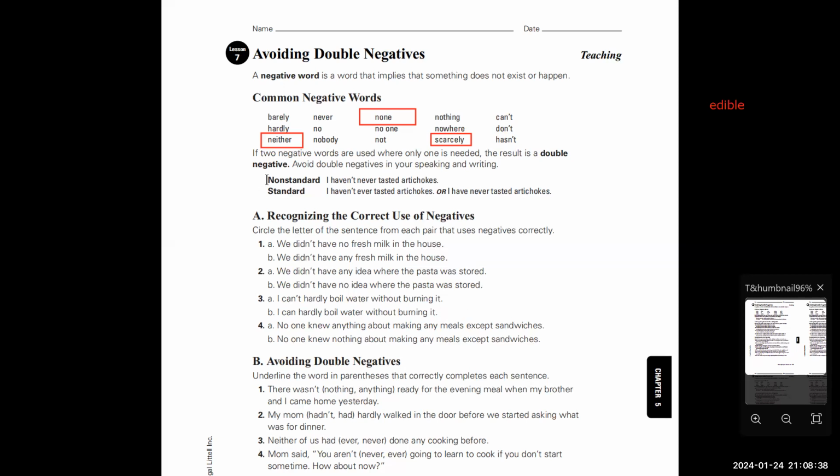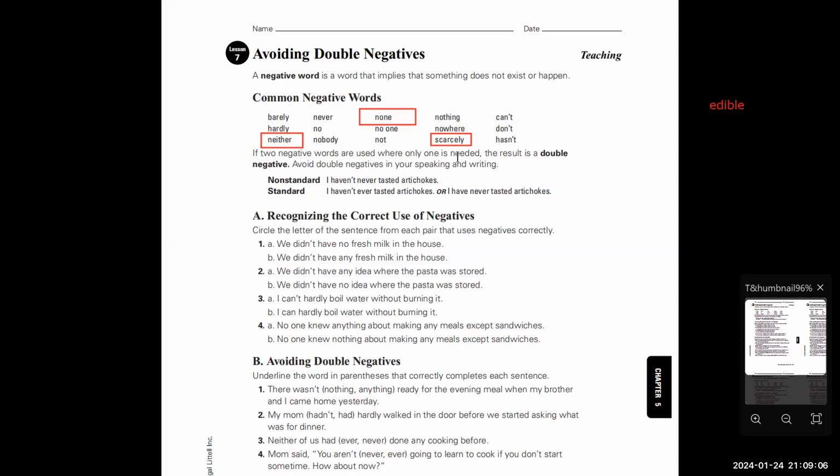Okay, again, where is the correct sentence? Is it the non-standard or the standard? Which one is the correct sentence? It is standard. So it says they're double negative. When you use double negative, I mean two negative words, that is called double negative in grammar.